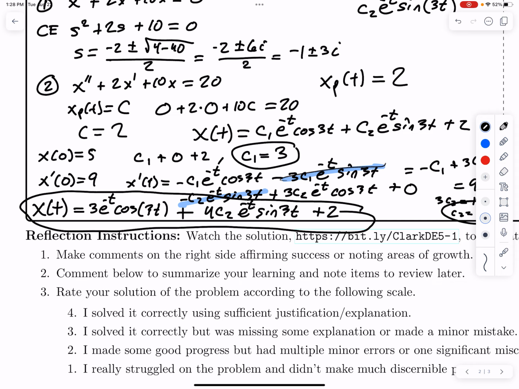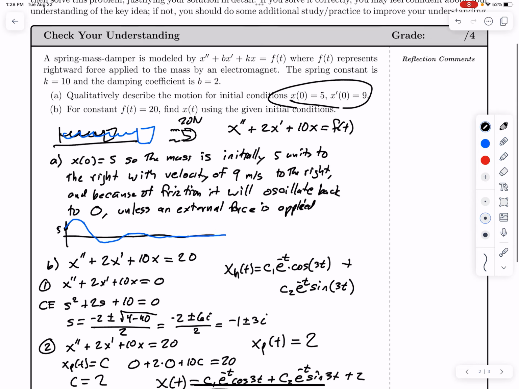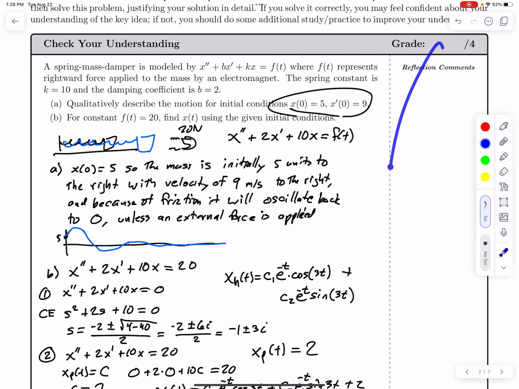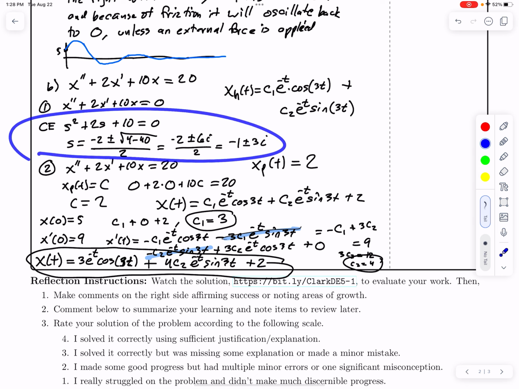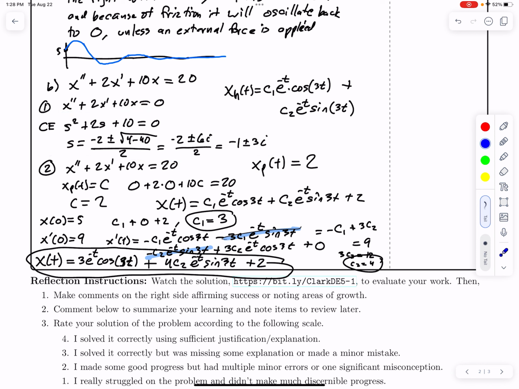Okay, so hopefully you were able to solve that problem. Give yourself some comments over here. Think about, what did you understand? What parts of the modeling here are tracking? What parts do you have questions on? And then the solving part, are you feeling good about solving second order linear non-homogeneous differential equations using the method of the characteristic equation and the particular solution?